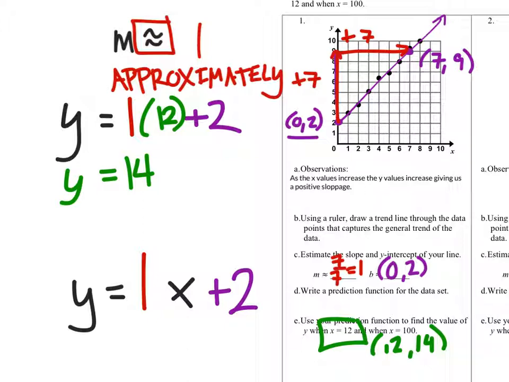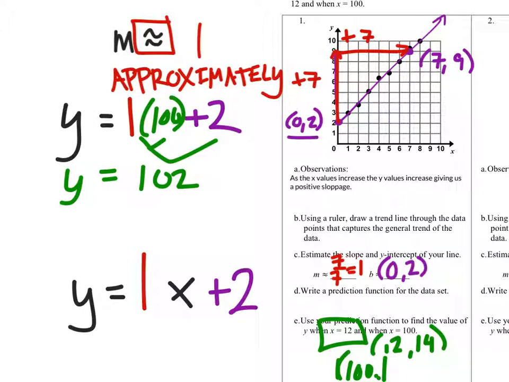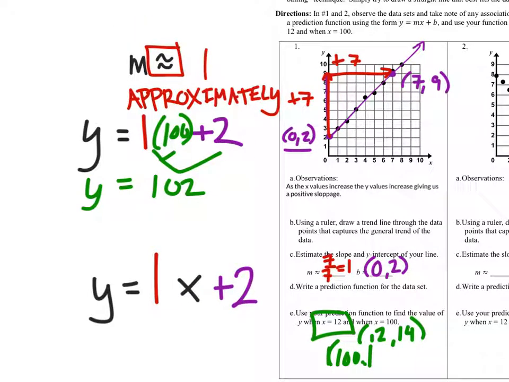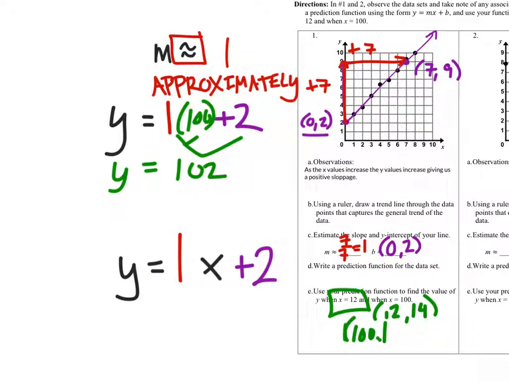But then on the next part, it says replace x with 100. So if I replace this with 100 and solve this, then I get 102. So this other point would be (100, 102). There we go. And that's all they wanted from us right there.